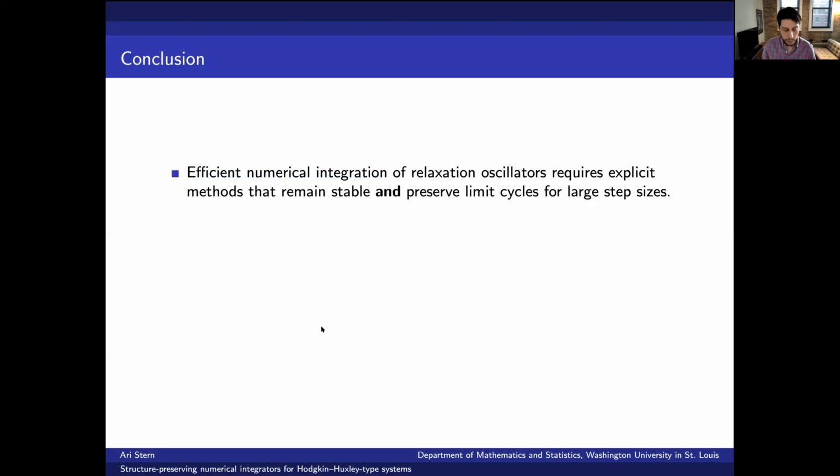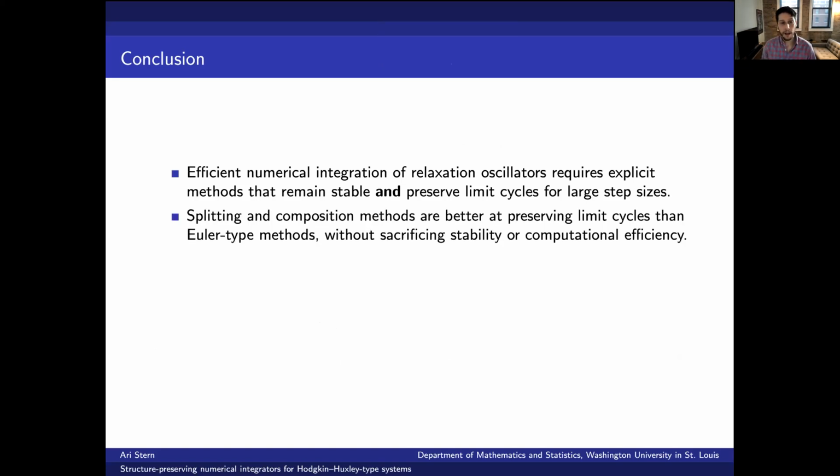All right, so to conclude, efficient numerical integration of relaxation oscillators requires explicit methods that not only remain stable, but also preserve limit cycles for large step sizes. If we're interested in spiking dynamics, we should be concerned not only with stability, but limit cycles. Splitting and composition methods are better at preserving these than Euler-type methods without sacrificing stability or computational efficiency.